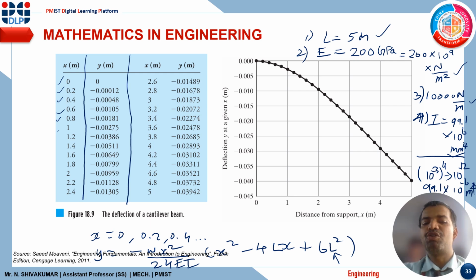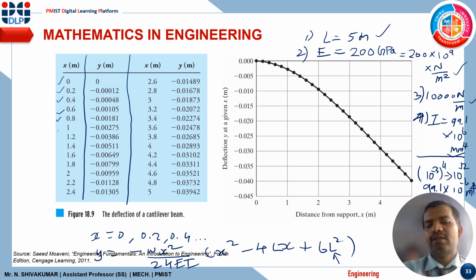Like that, if you substitute all the values, I value is there, loading rate W is there, and E is there, and L is there. All the variables are given. X is continuously changing. X starts from 0, it moves to 0.2, then 0.4.